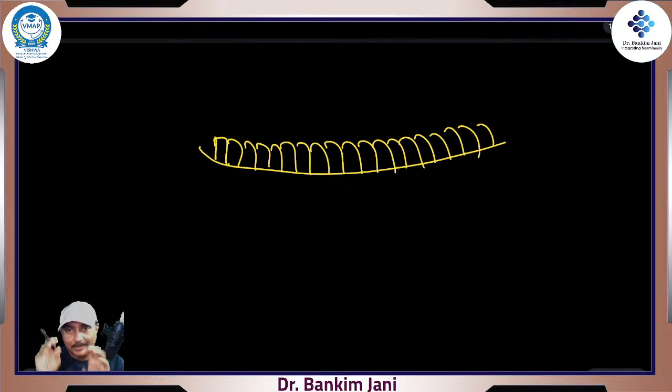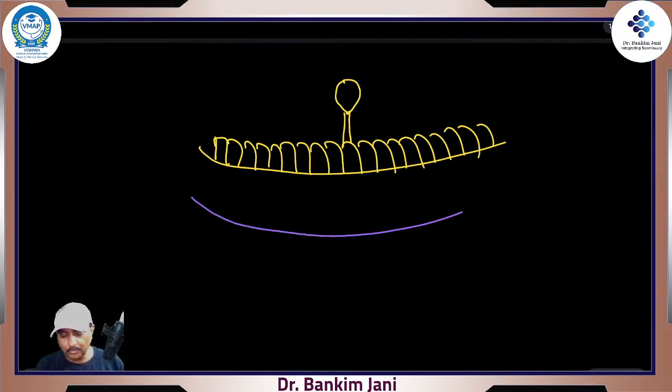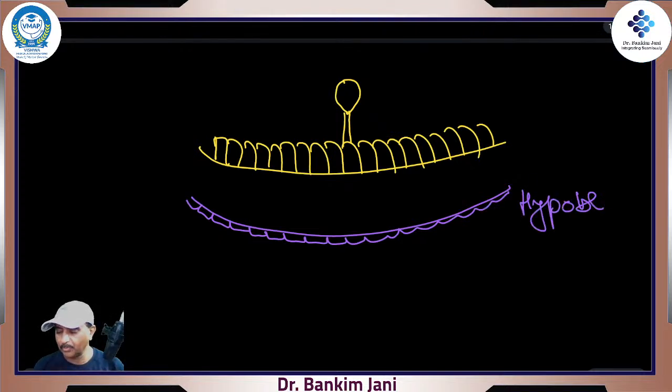But because something developed, it was a prominence. That is the primitive node, and this entire thing was the primitive streak. So it is coming like this, and below is the hypoblast. These are all normal cells. Nothing has happened till this point of time, so they are normal cells. So this is the hypoblast, and this one is the epiblast.